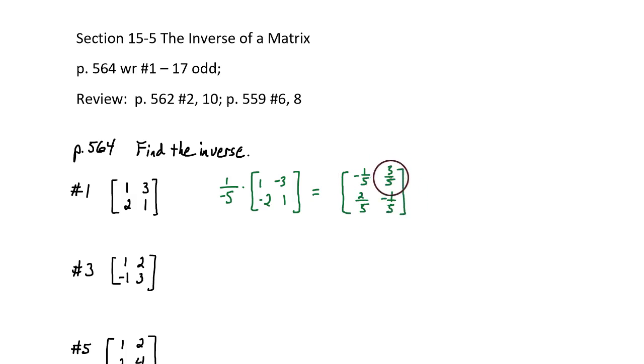This 2x2 matrix is the inverse of this original matrix. If we were to multiply them together, we would get the answer 1, 0, 0, 1.